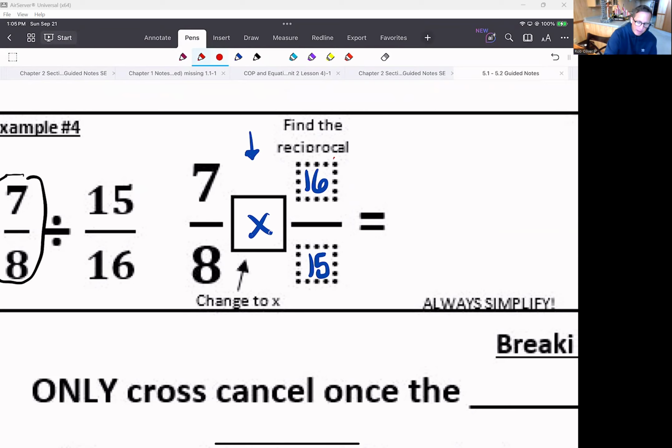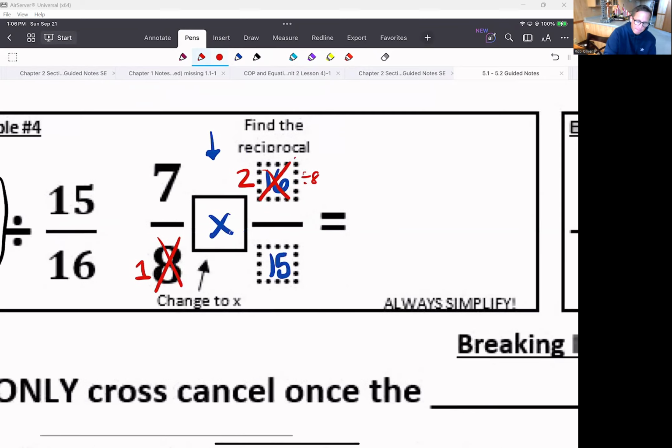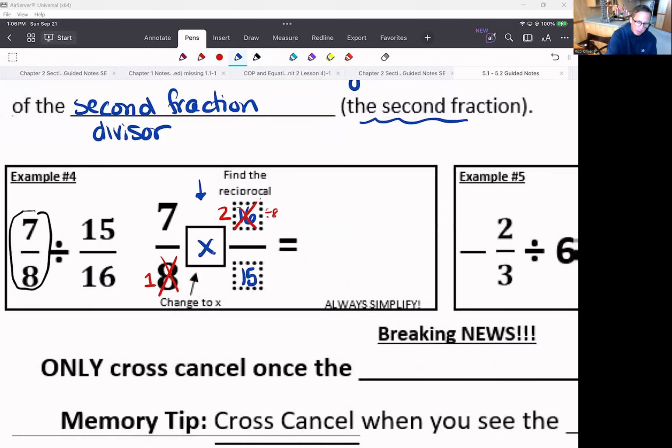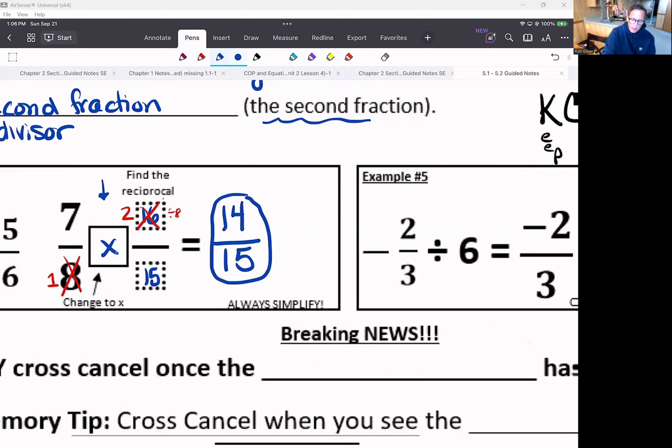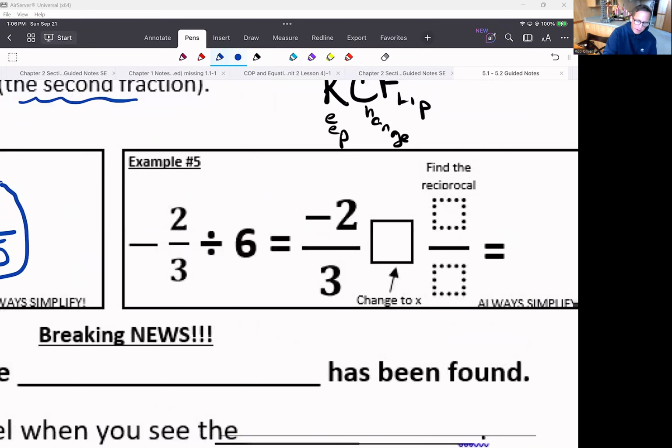16 and 8 can both be divided by 8, right? So 16 divided by 8 is 2, and 8 divided by itself is 1. And then what are we left with? Well, 7 times 2 is 14. 1 times 15 is 15. So it's 14/15.